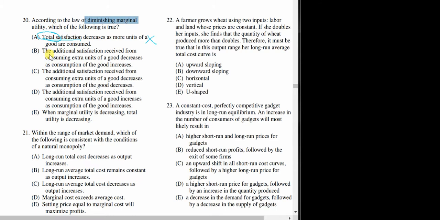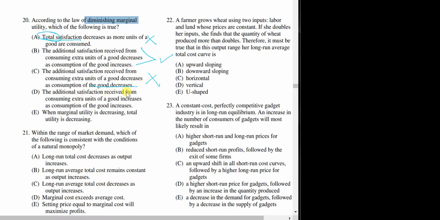Okay, B. The additional satisfaction received from consuming extra units of a good decreases as the consumption of the good increases. And that is absolutely the correct definition of diminishing marginal utility. Okay, let's just look at the other choices to make sure. The additional satisfaction received from consuming extra units of a good decreases as consumption of the good decreases. So that's stated backwards. It says the goods decrease, not increase, so that is incorrect.